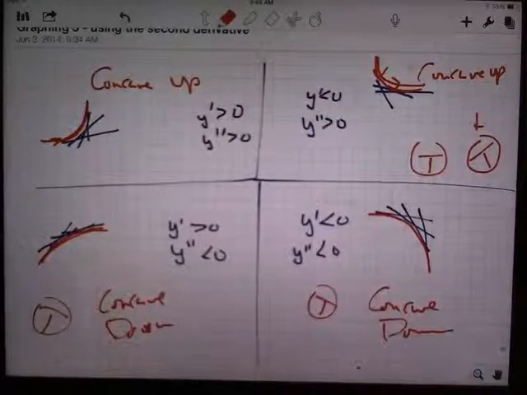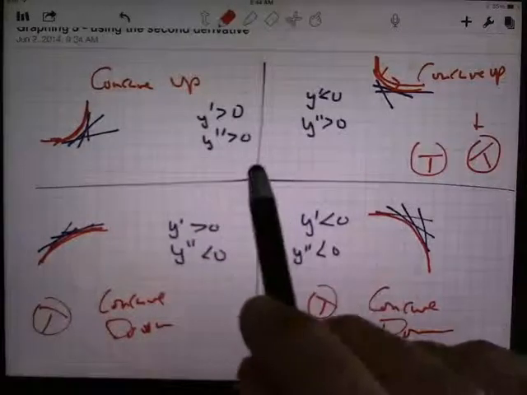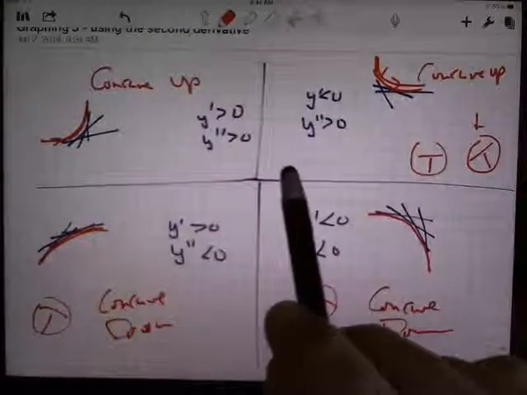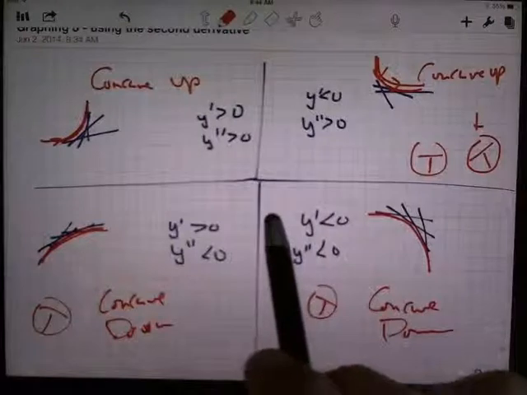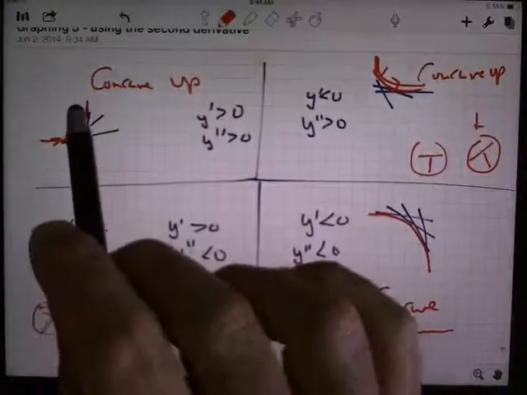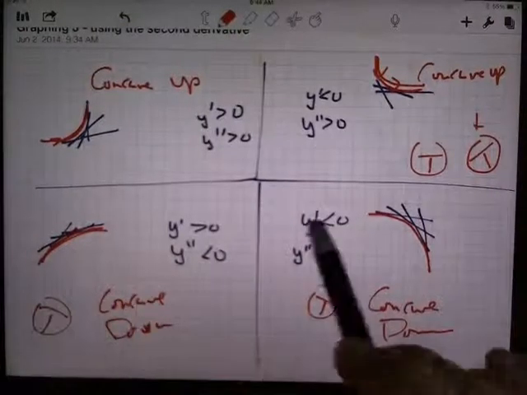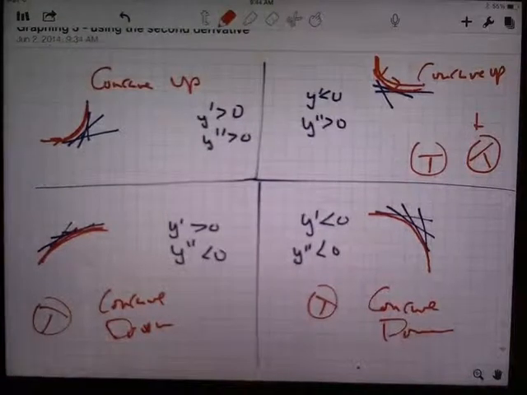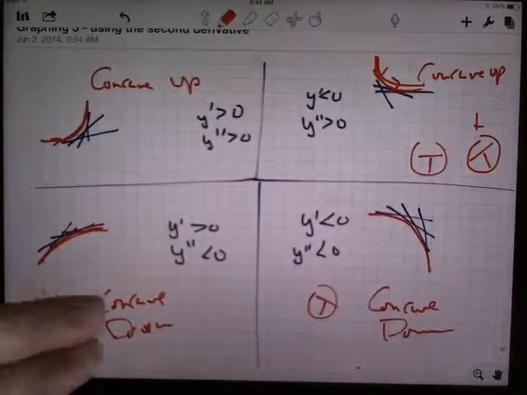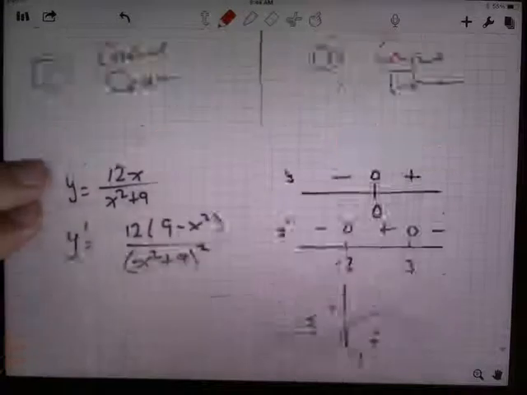Concave down. So the first derivative tells us whether you're going uphill or downhill. The second derivative tells us whether you're bending upward or bending downward. Okay. Now, let's go back to the example we did in the previous video.